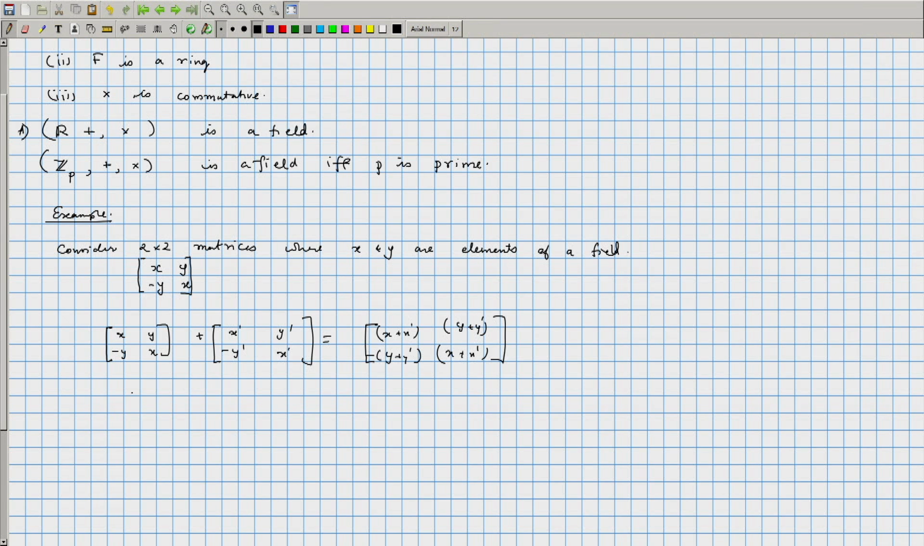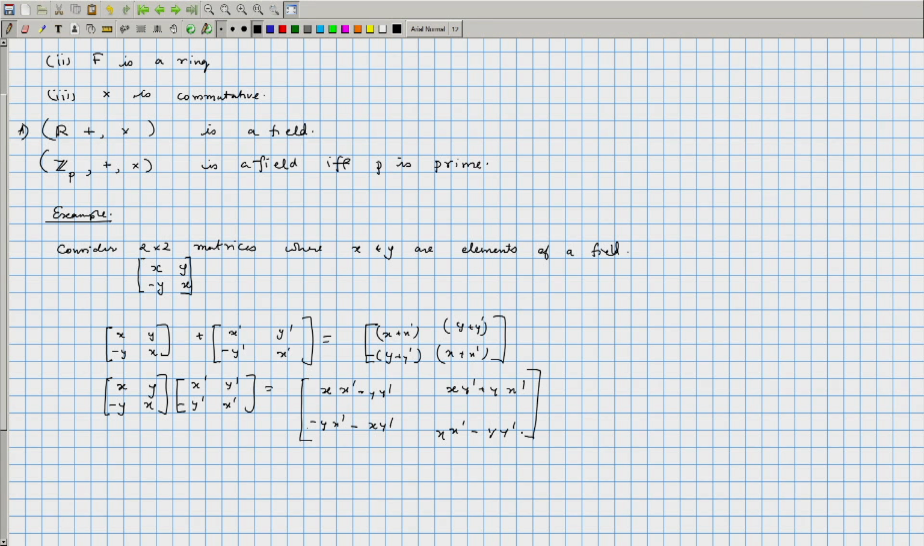If you just consider matrices of this kind, okay. So, let us take this matrix and find its product with another such matrix. So, the diagonal entries are going to be x x prime minus y y prime. The product is going to have off diagonal entries x y prime plus y x prime, with the negative in the other corner.